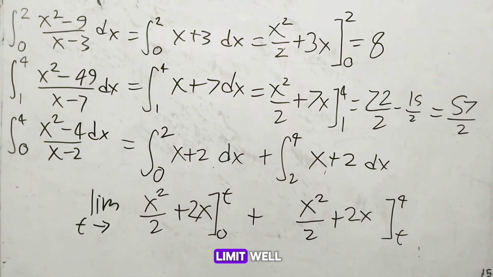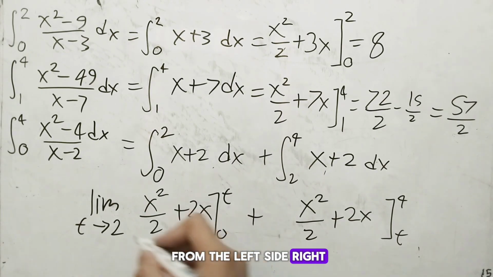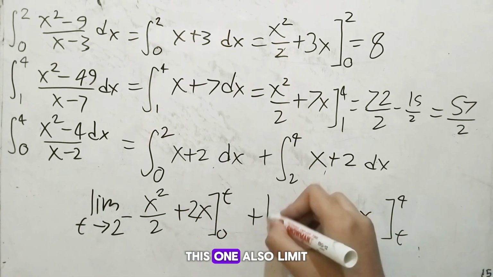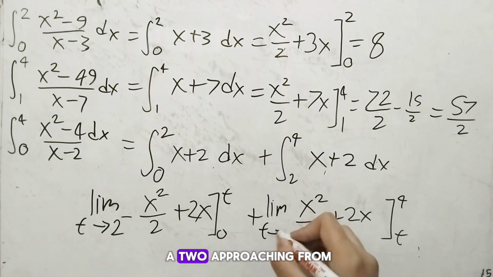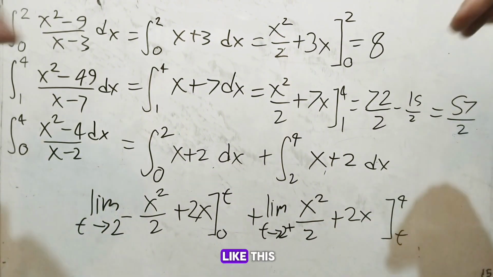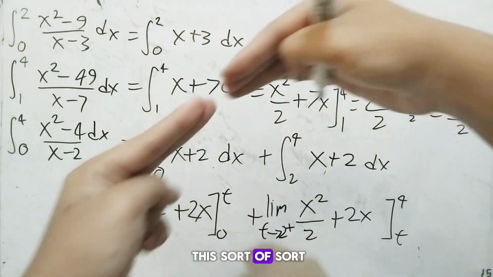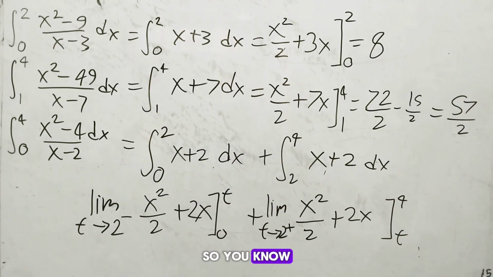This is just the limit. For the first one, t approaches 2 from the left side, so I'm going to put 2 with a negative sign here. This one is also a limit, but t approaches 2 from the right side, so it's going to be 2 with a positive sign. Just putting the limit there is going to be really simple.